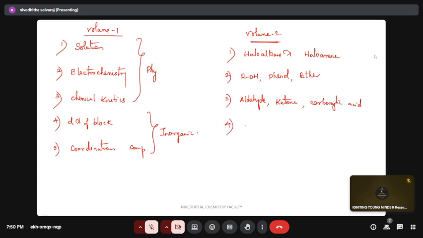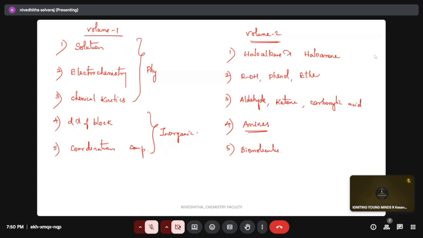Fourth chapter is amine. So actually, these are all the chapters from NCERT. Here in NCERT, you will be studying it as amines. But if you are from state board, you will be studying it as organic compounds containing nitrogen. And fifth chapter is biomolecules. So these are all the 5 chapters from volume 2. So basically this is the 12th syllabus.